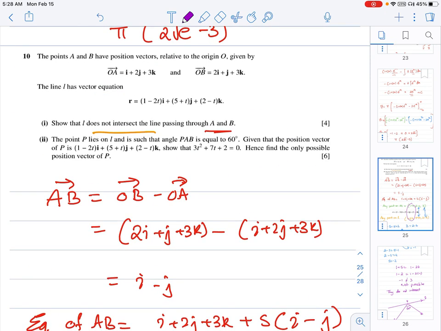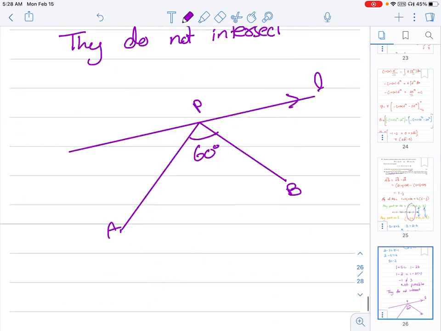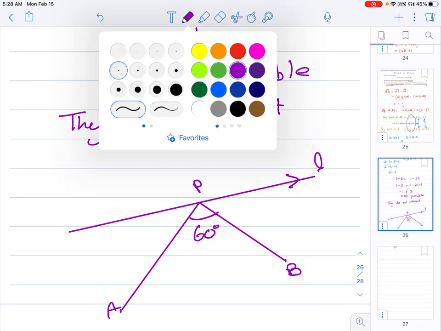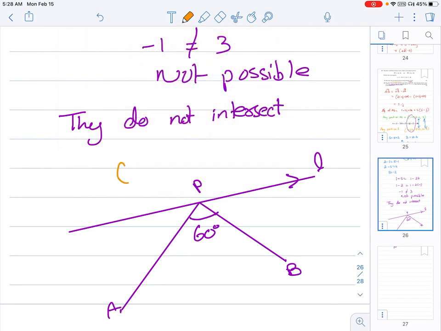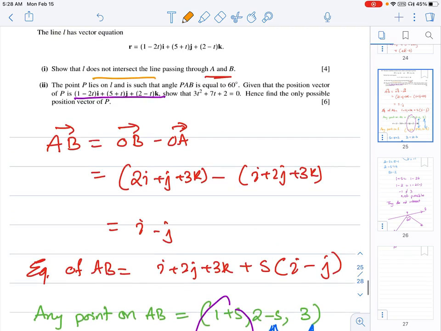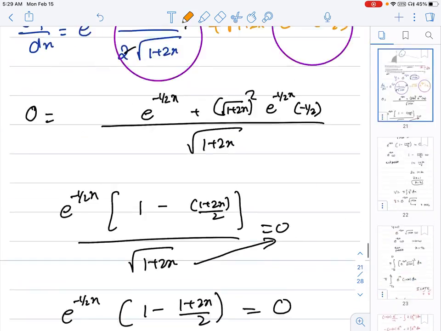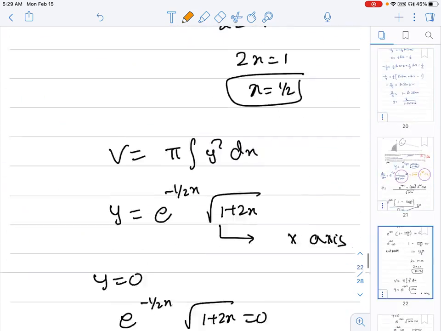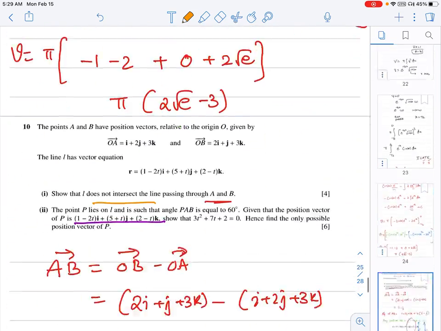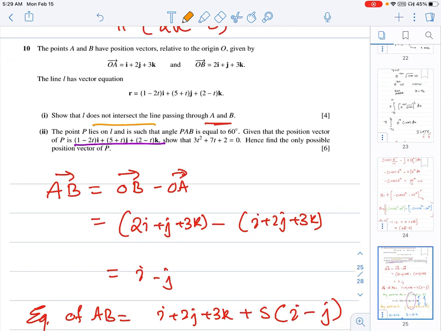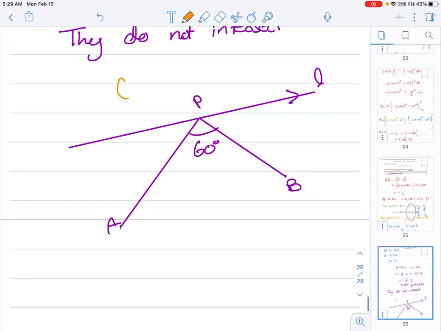Given that the position vector of P is given, the coordinates of P have already been given as (1 minus 2t, 5 plus t, 2 minus t).